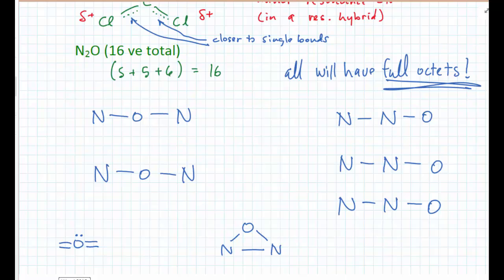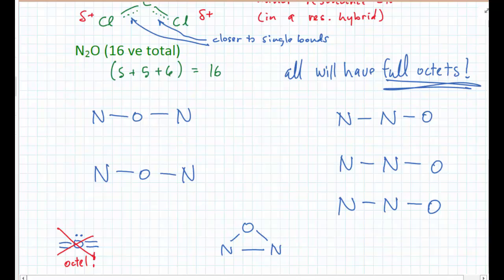What would be the problem with having this as part of your structure? An O, two double bonds on either side, and two dots. What rule have we violated? Okay, don't violate the octet rule.